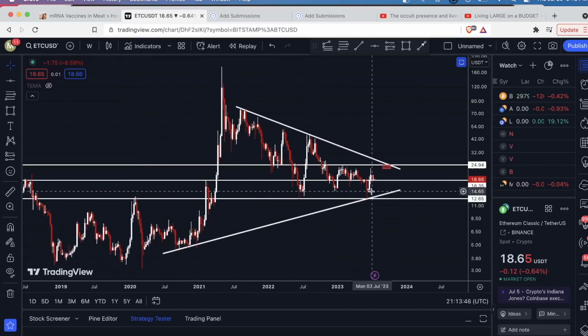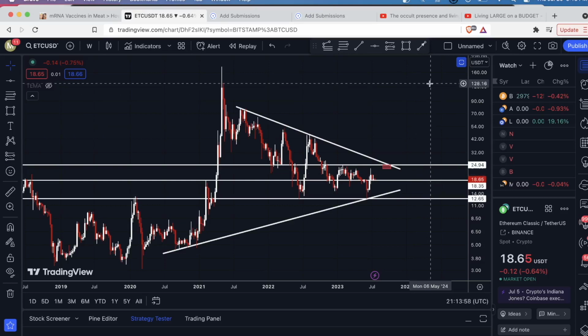So I imagine we're just going to bounce around in between this range until we come to an apex point, and then I think likely, given the time frame where we are in the market cycle, we're likely to break to the upside from here.